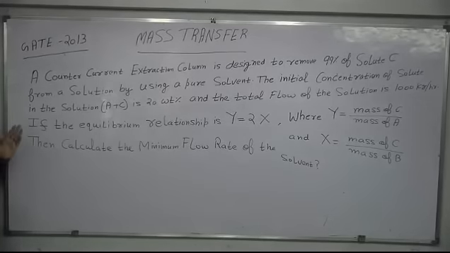You can read that a counter current extraction column is designed to remove 99% of solute C from a solution by using a pure solvent. The initial concentration of solute in the solution is 28% and the total flow of the solution is 1000 kg per hour. If the equilibrium relationship is y equals 2x, where y and x are given, then calculate the minimum flow rate of the solvent.